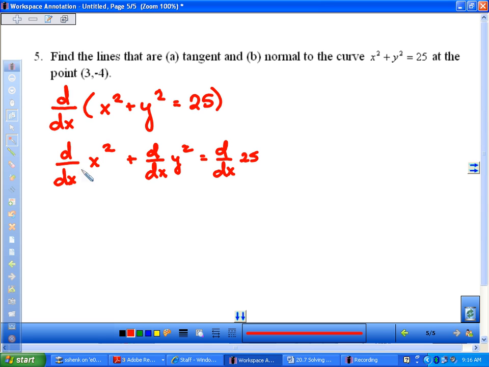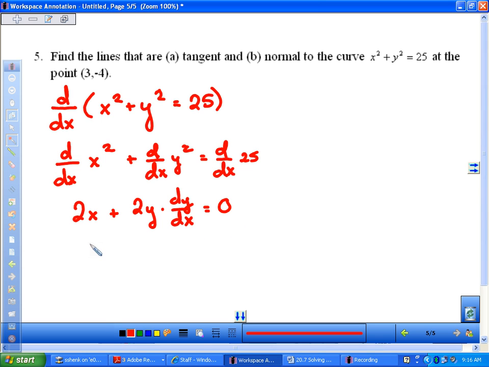Okay. So the derivative of x squared, it's already in terms of x, is 2x plus the derivative of y squared with respect to x. So we need to treat y as if it's a function of x. So a function of x squared would have a derivative of 2 times that function of x to the 2 minus 1, which would be 1, times the derivative of that function of x, which would be dy/dx, or y prime. Over on the right-hand side, the derivative of a constant is always 0.